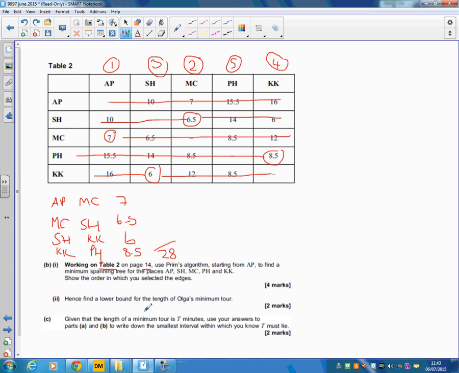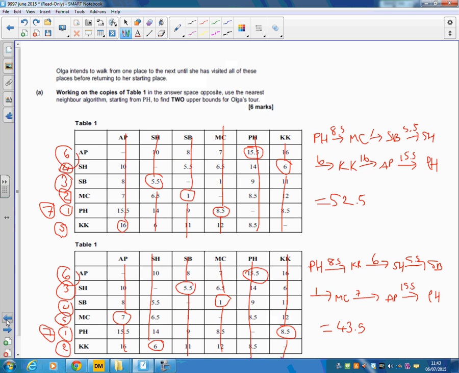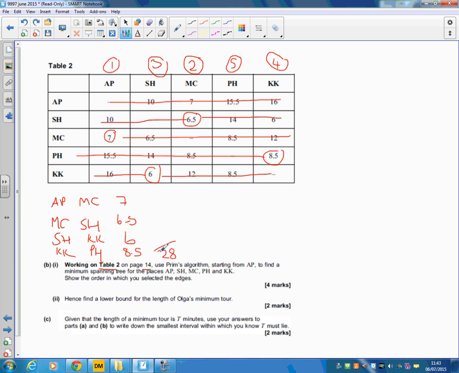Hence find a lower bound. So Prim's on these ones here comes to 28. So for the lower bound, he's deleted one of them off our table. So let's just look back at the tables that we used for table 1, and one of these has been deleted. I think it's SB has been deleted. So we need to find the 2 shortest edges from SB. Again, this is very important. You can't just write down the numbers, you must write down the edges.